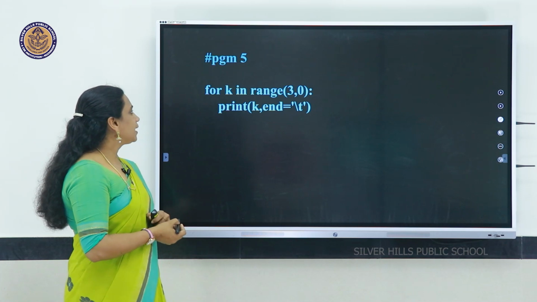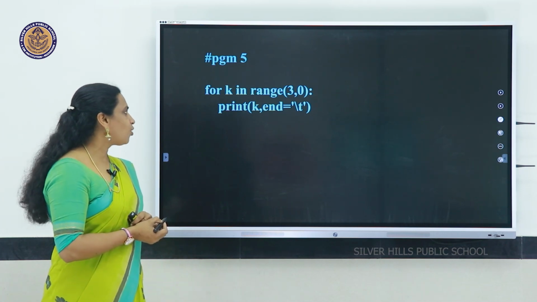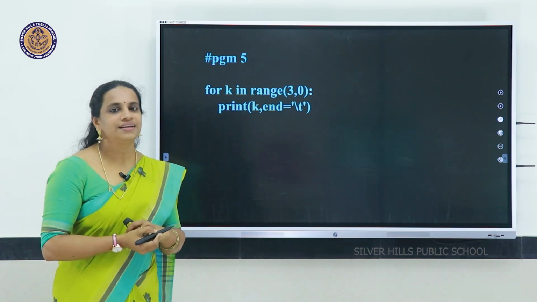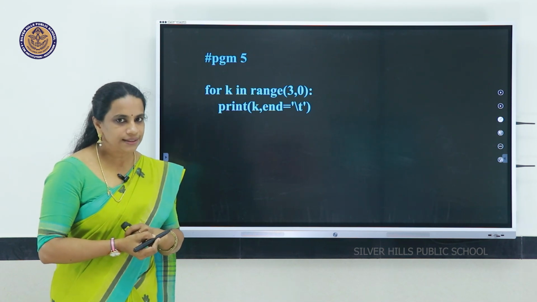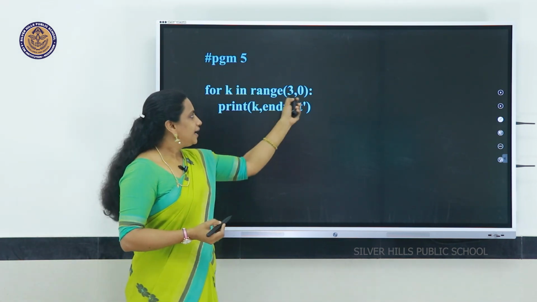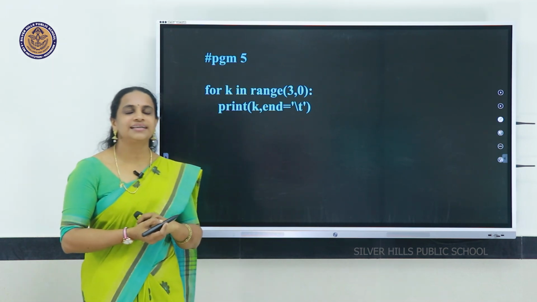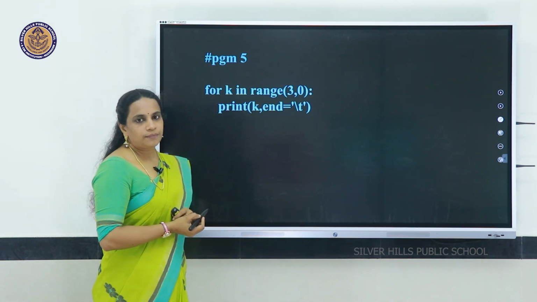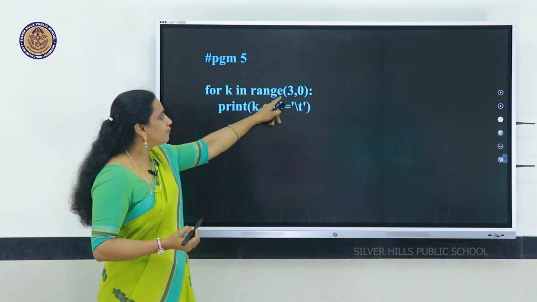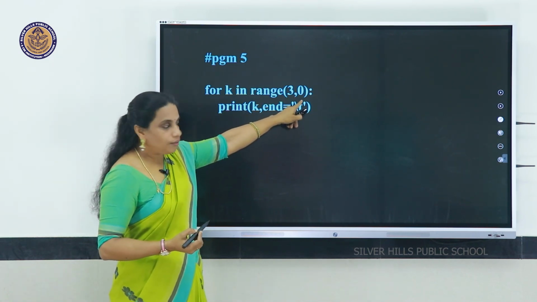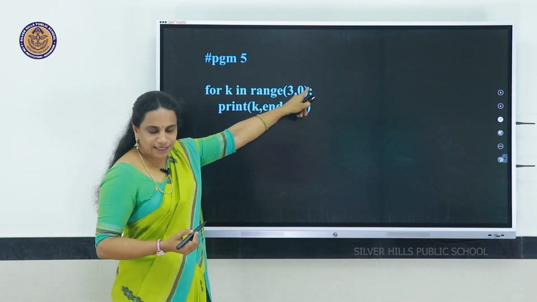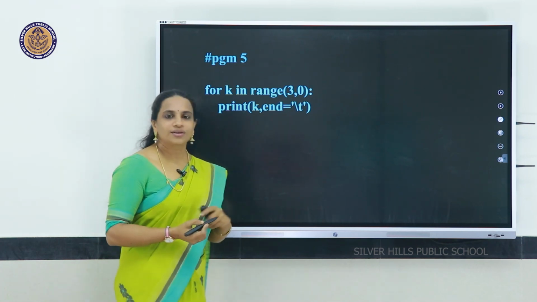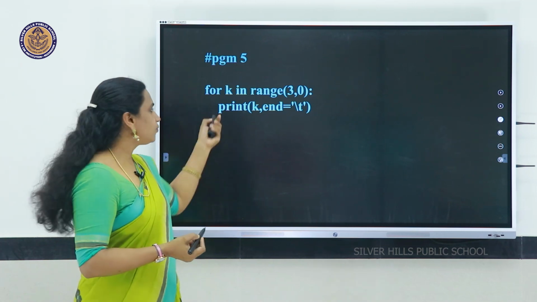Now, next program is for k in range of 3, 0, print k, end is equal to \t. What will be the output of this question? A little bit confusing, isn't it? Starting value is 3, end value is 0. By default, what is the step value? Increment value, that is 1. Now, what will be the output? There is no output because start value is 3 and end value is 0. Normally the default step value is 1, 3 plus 1 is 4, then 5, 6, 7 etc. The end value is not satisfied, therefore there is no output for this program.